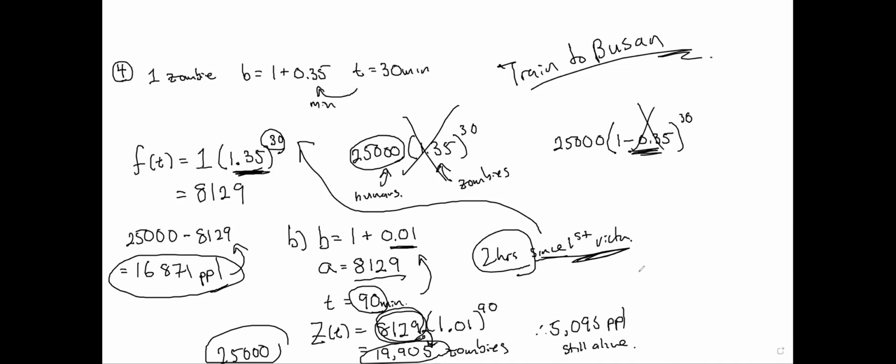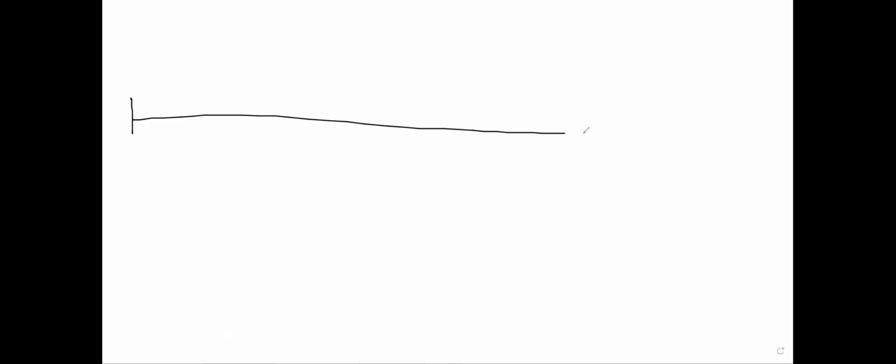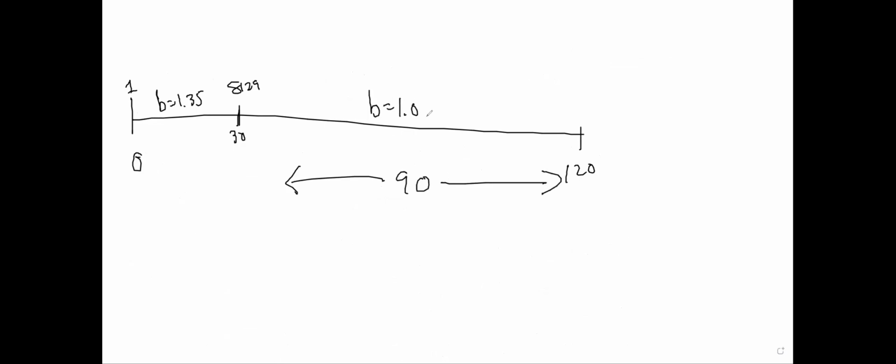No, think carefully about it. If I was doing a full 120 minutes, my starting zombie would have been 1, and my growth rate would have been somewhere between 35% and 1%. If we're doing a full 120 minutes, the zombie started with 1 back then. So we're basically turning it into two different scenarios. If this is a timeline from 0 to 120 minutes, from 0 to 30 minutes we have a base of 1.35, and it lasts for 30 minutes, and 1 grew to 8129. From 30 to 120, which is a time factor of 90 minutes, the base is 1.01. You could think about it like that. Two different scenarios completely.